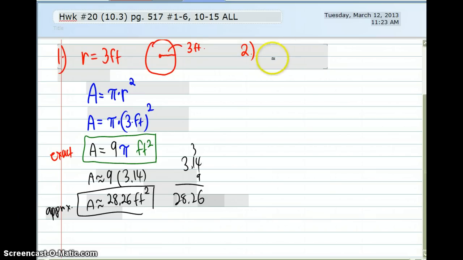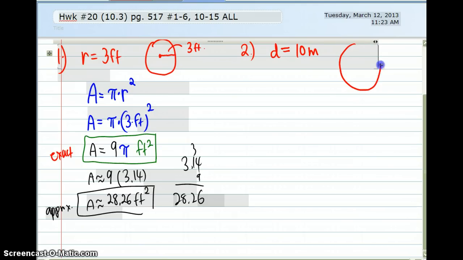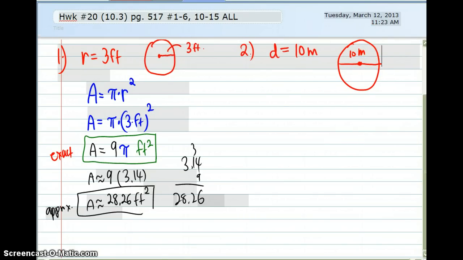Problem number 2. They tell me that the diameter equals 10 meters. Okay. If I were to draw a picture of that, even though they didn't give me one, they do give me one for 4, 5, and 6. The diameter is the length all the way across through cutting through the center from one side to the other, and that would measure 10 meters. Not centimeters.